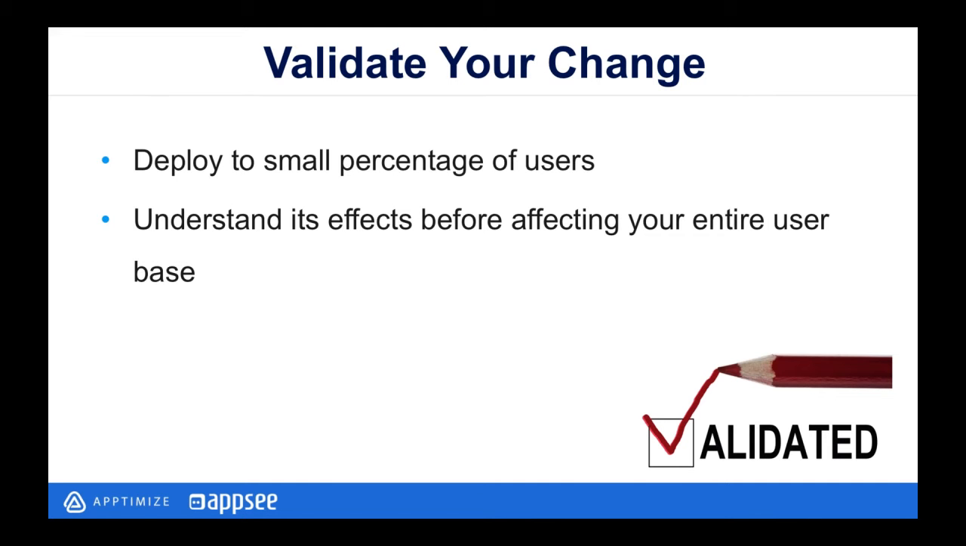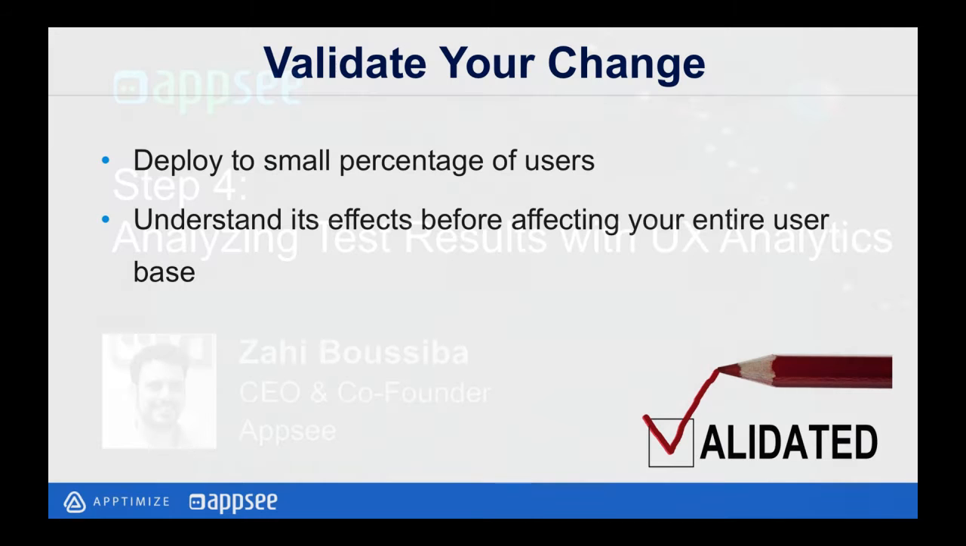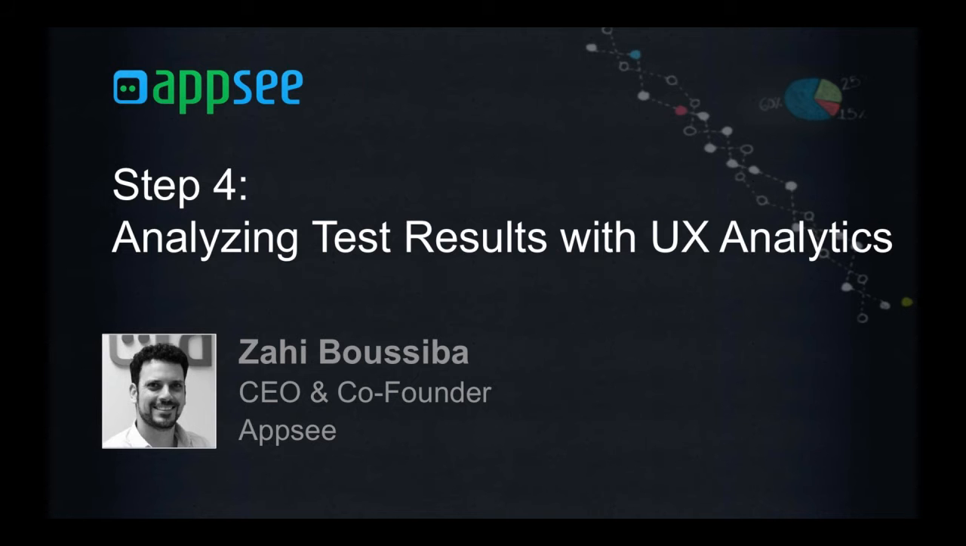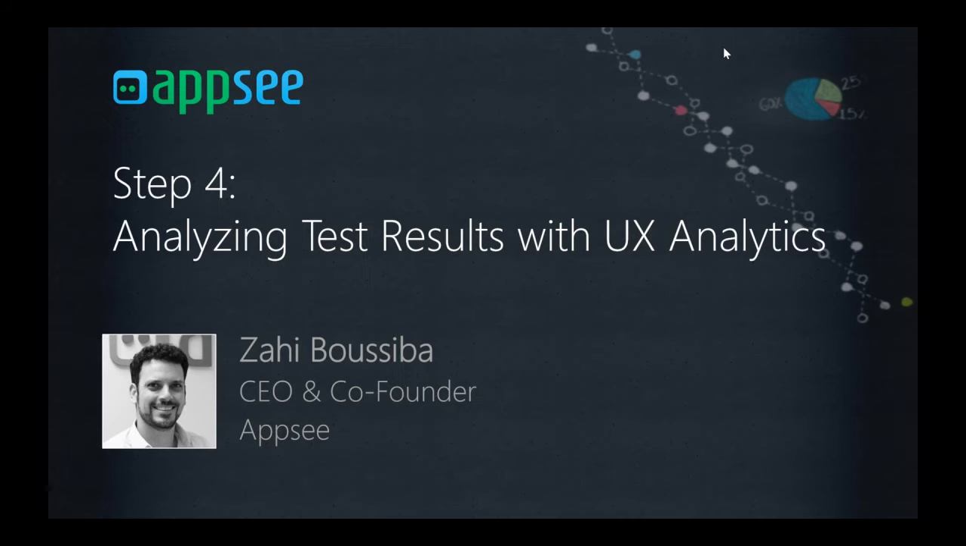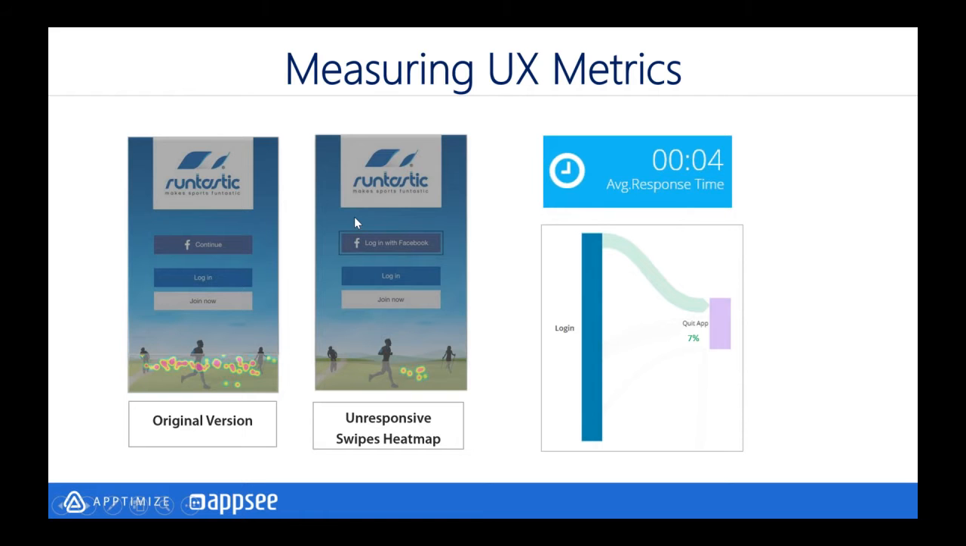So I'm going to pass it back to Zahi to tell you more about how we can dig into the qualitative data. Thanks a lot, Kendrick. So we saw how we can very easily measure our bottom line conversion with Optimize and understand if we have a significant change or not. But another very strong point of UX analytics is that we can also try and compare the UX metrics between the two versions we've tested.